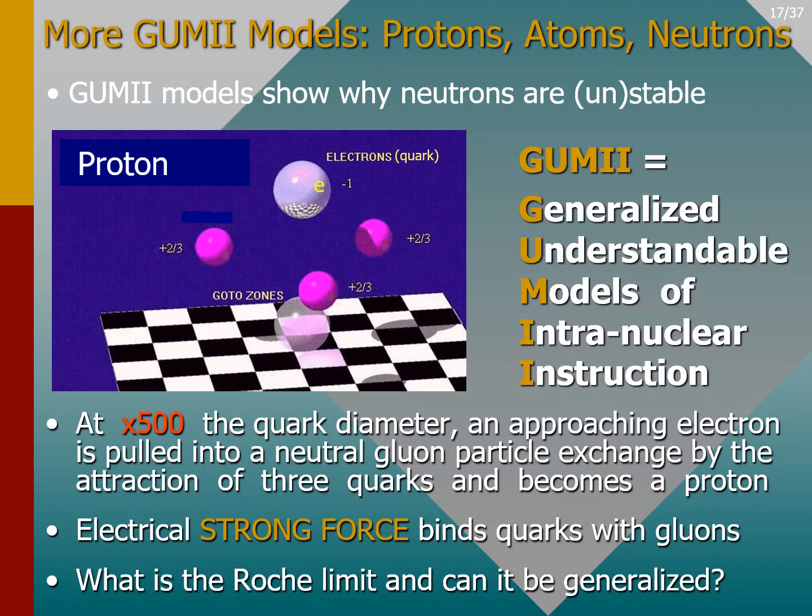The GUMII models show nuclear structure geometrically with understandable 3D graphics. GUMII models do not predict, but rather generalize, by counting quarks, why neutrons are stable in some atoms and unstable in others. GUMII stands for Generalized, Understandable Models of Intranuclear Instruction.